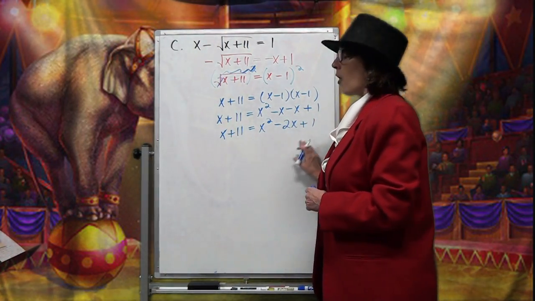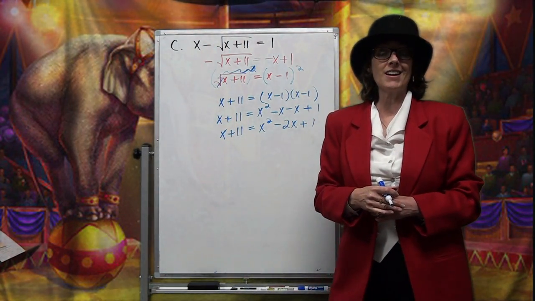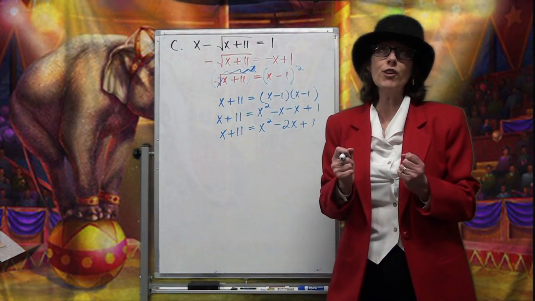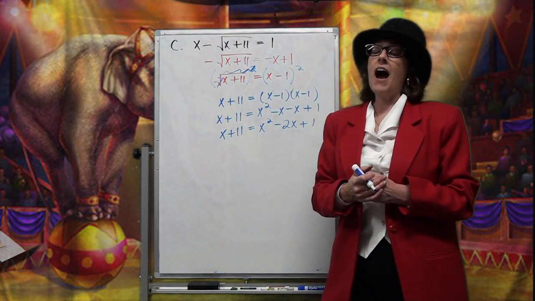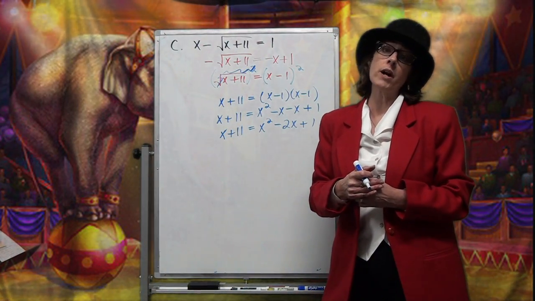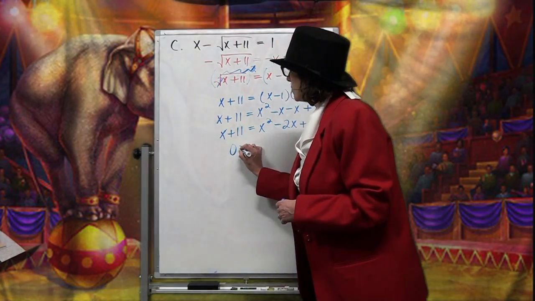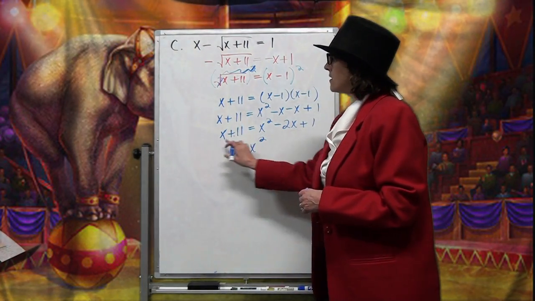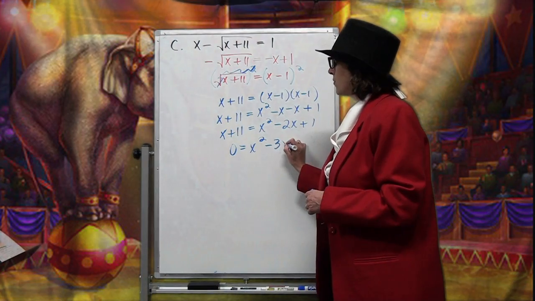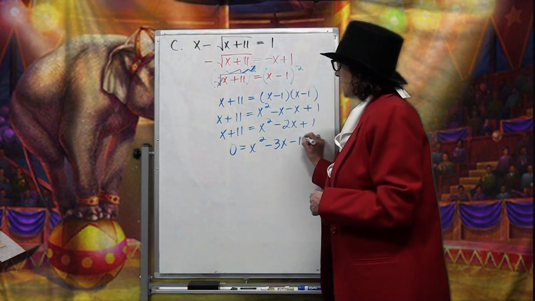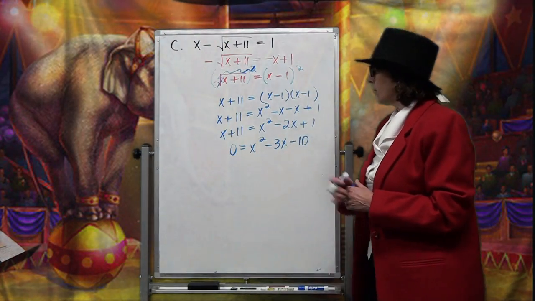And now I'm going to slide all this over here because I have a quadratic. And in order to solve a quadratic, I'm going to set it equal to 0. Hopefully factor. If not, I can do the completing the square, or I can do the quadratic formula, whichever one you want. So I'm going to take my negative 2x and subtract an x, which gives me negative 3x. I'm going to take my 1 and subtract an 11, which gives me a negative 10. And now I am ready to go.